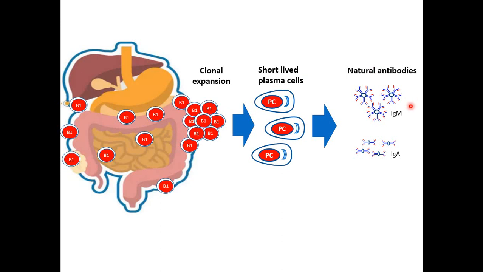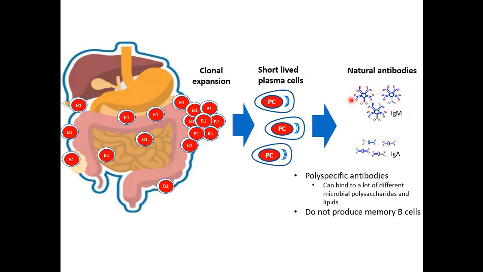So they produce antibodies, and these antibodies are always there. One other thing about these antibodies is that they can bind to a lot of different forms of antigens, mostly microbial polysaccharides and lipids, so they are not very specific.